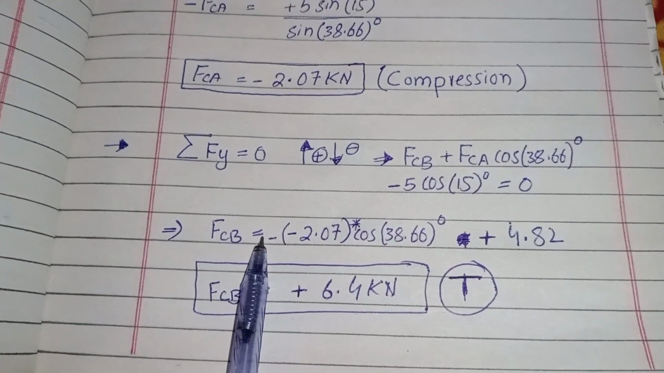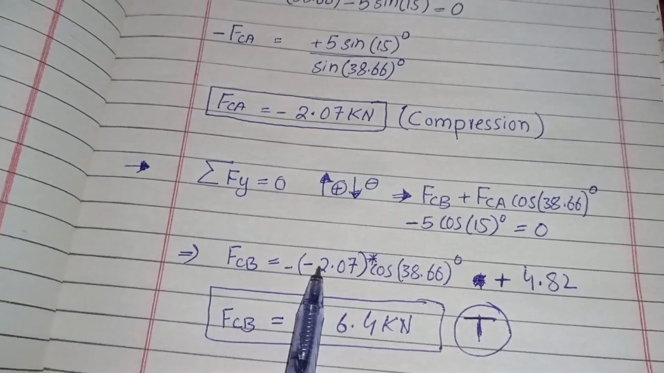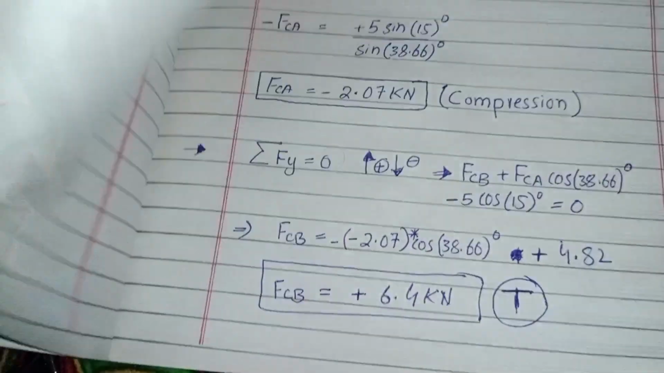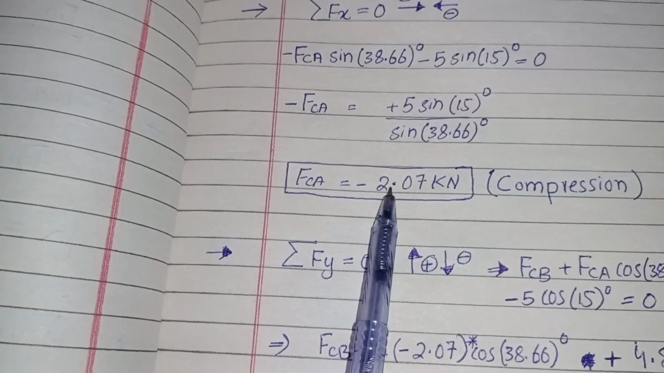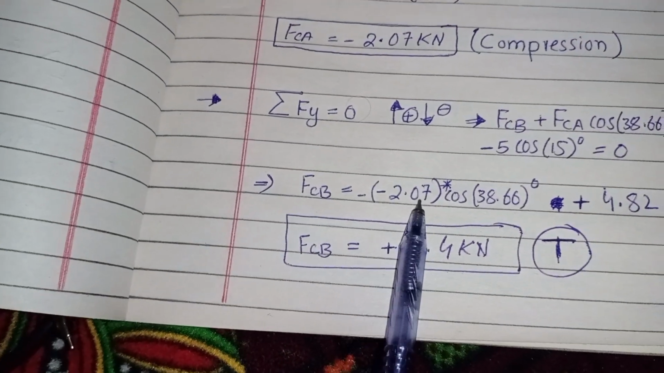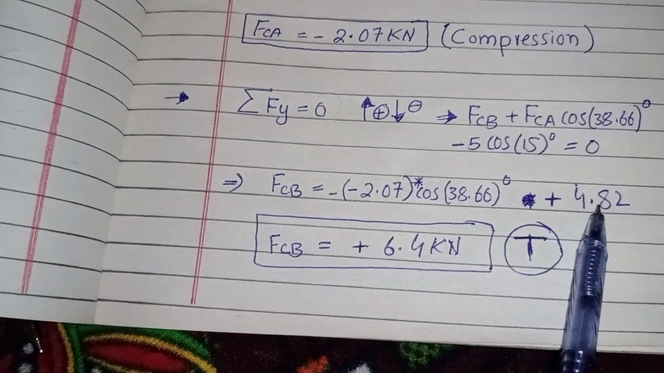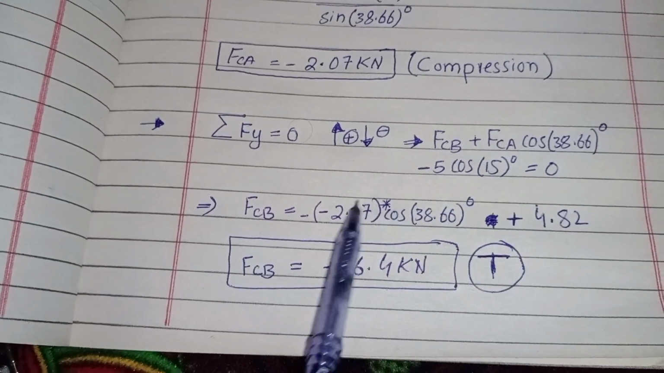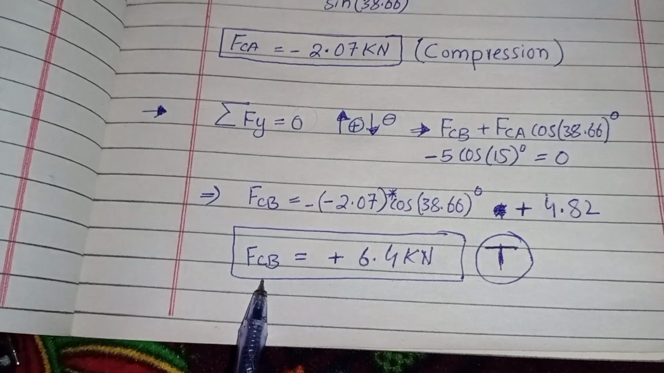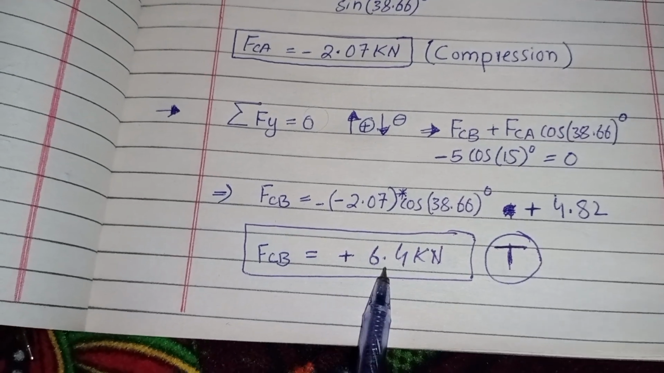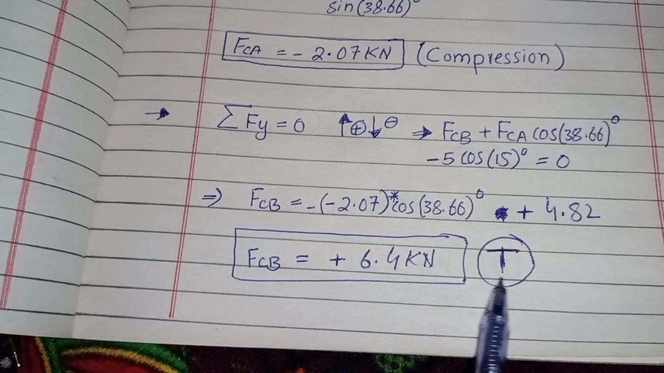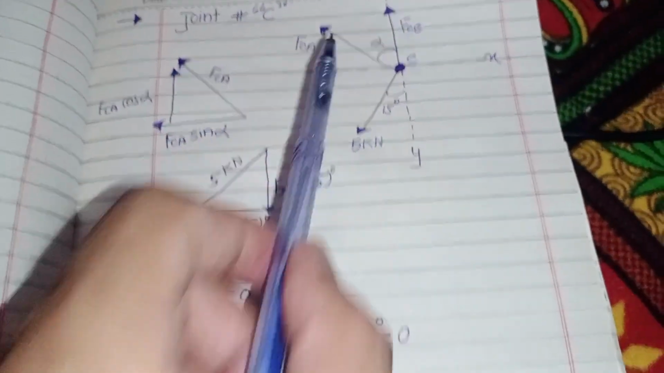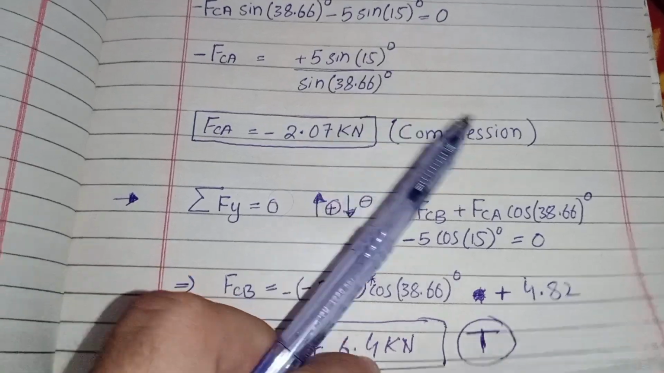FCB will equal to negative into negative, because FCA value is negative 2.07. Negative 2.07 cos 38 plus 4.82, which comes from here. If you calculate this on your scientific calculator, this will come 6.4 kilonewton, which is positive. That means the positive sign shows that my assumption was right. So this is in tension.